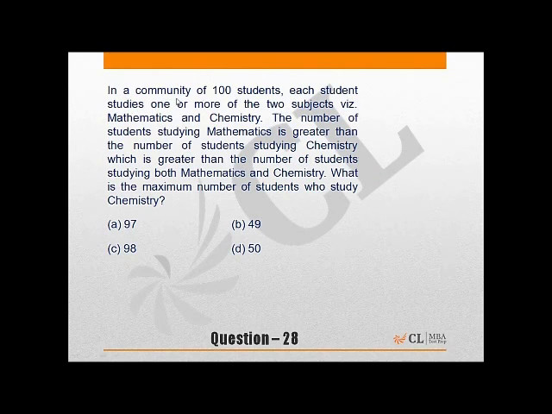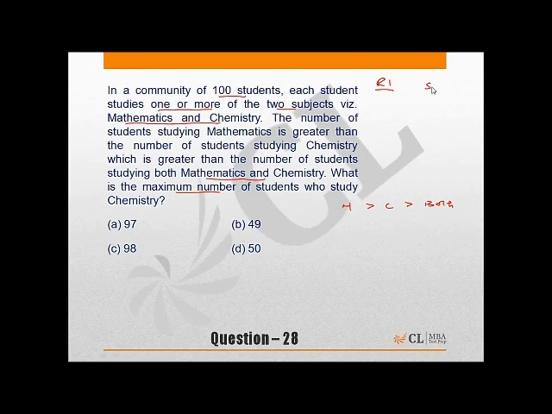Question 28. In a community of 100 students, each student studies one or more of the two subjects, maths and chemistry. The number of students studying mathematics is greater than the number of students studying chemistry, which is greater than the number of students studying both mathematics and chemistry. So maths is greater than chemistry is greater than both. This is the data we have. What is the maximum number of students who study chemistry?